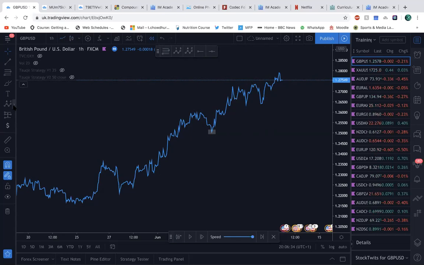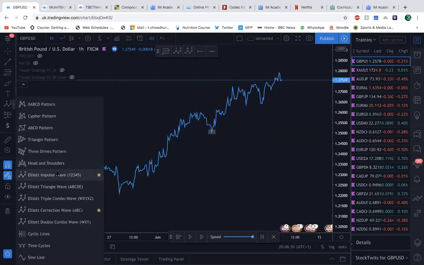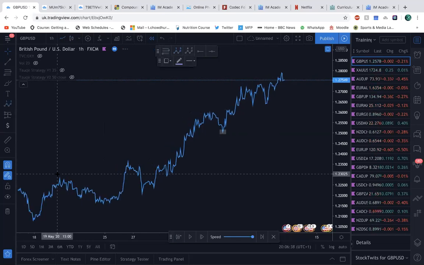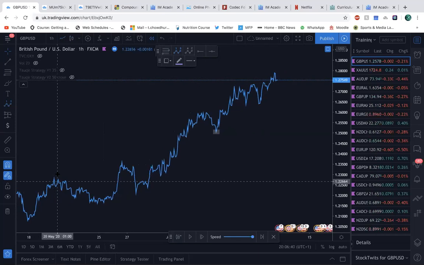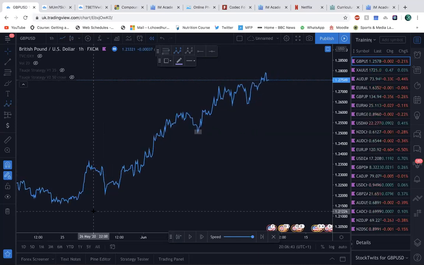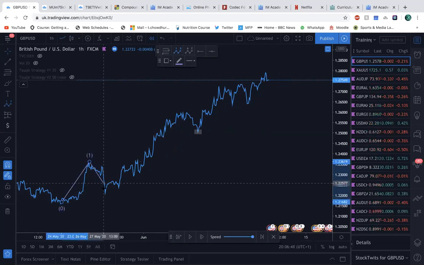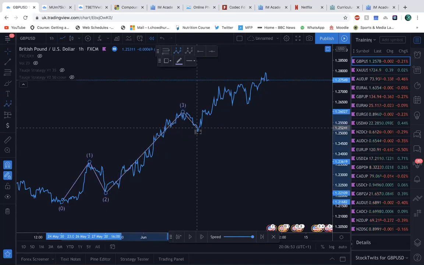And so what I'm going to do is I'm going to draw my Elliott impulse wave, guys. So let's say I'm just going to start off down here. So we've got this one drive, and then it came back down, retraced. We had another drive, second drive, which was pretty massive, and then it retraced.